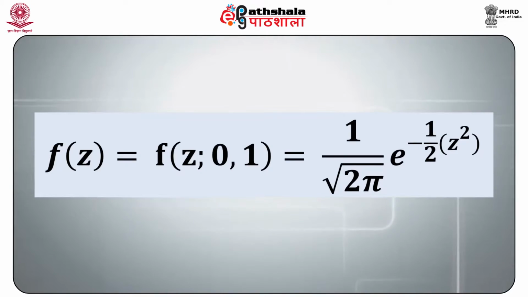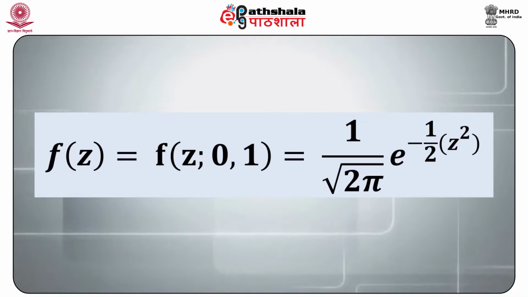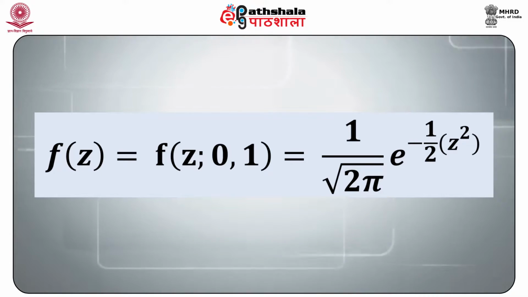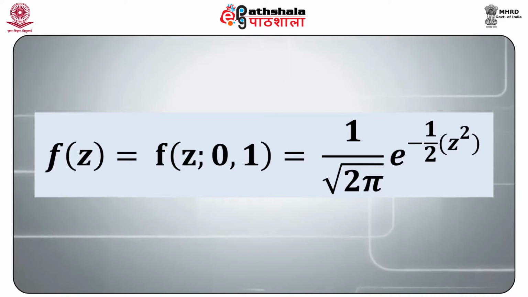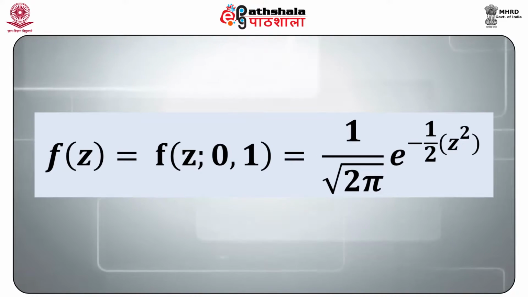So the normal distribution with its mean mu equal to 0 and standard deviation sigma equal to 1 is called the standard normal distribution, with the corresponding normal random variable being the standard normal random variable. Now using the standard normal variable Z, equation 1 can be rewritten as f(z) is equal to f(z; 0, 1) is equal to 1 upon square root of 2 pi into e raised to power minus 1 upon 2 z square, where z ranges from minus infinity to infinity and e and pi are two constants.